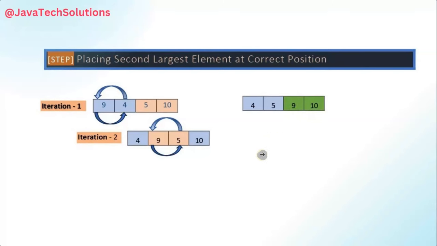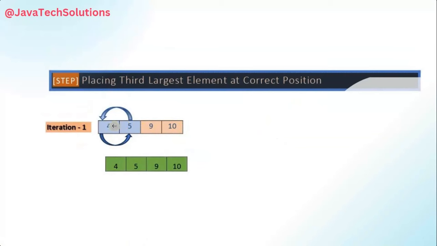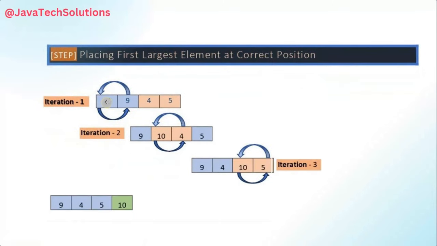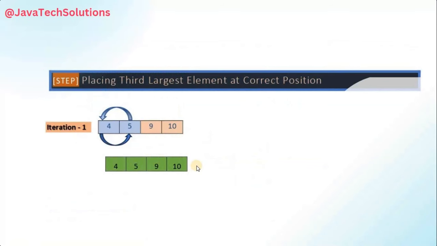Next, we follow the same step for the third largest element. The third largest element is 5. Swapping between 4 and 5 is not needed because they are already in order. So finally we get the output 4, 5, 9 and 10. The input was 10, 9, 4 and 5, and the output is 4, 5, 9, 10.